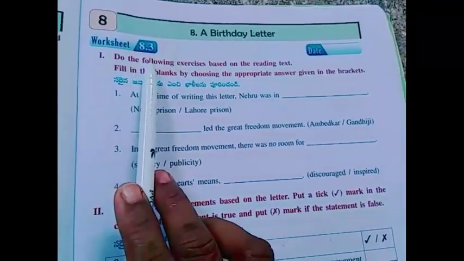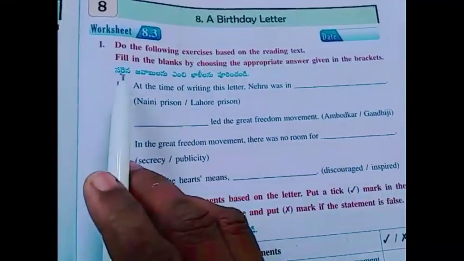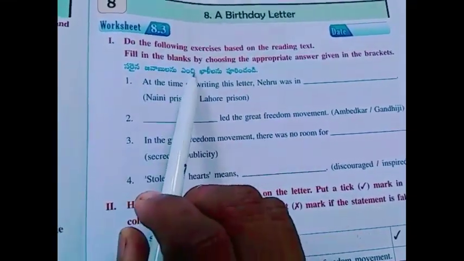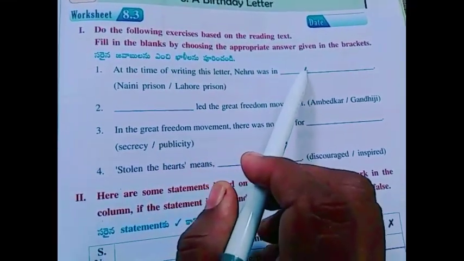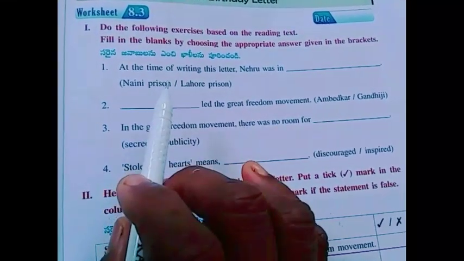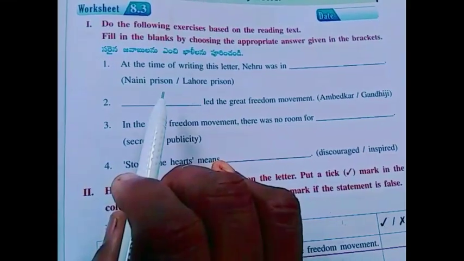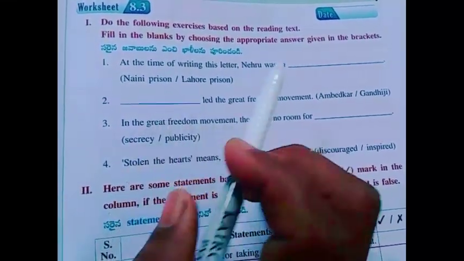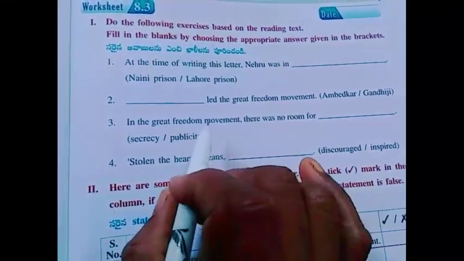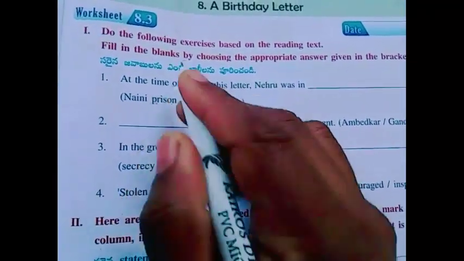Next, worksheet 8.3 from a birthday letter lesson, English 8th lesson, 5th class. Do the following exercises based on the reading text. Fill in the blanks by choosing the appropriate answer given in the brackets. Here there are answers. So we have to choose which is correct and write the answer. At the time of writing this letter, Nehru was in Lahore prison, Naini prison. Naini prison, this is the right one.